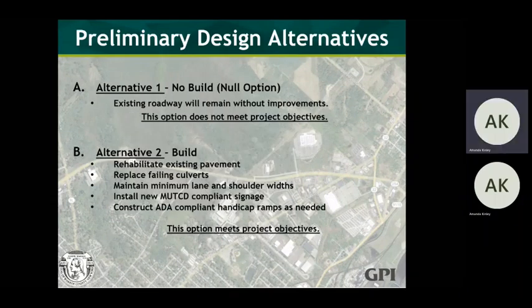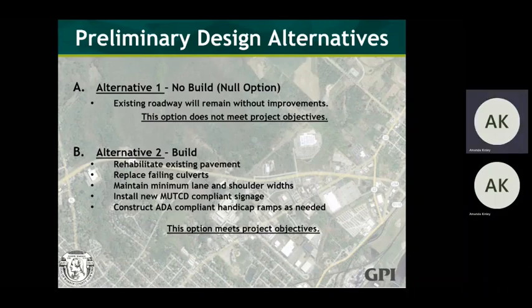When looking at the preliminary design alternatives based on these standards and the design criteria mentioned, we developed two alternatives. The first is a no-build or null option. This would include the existing roadway remaining without improvements. This option does not meet the project objectives stated earlier.